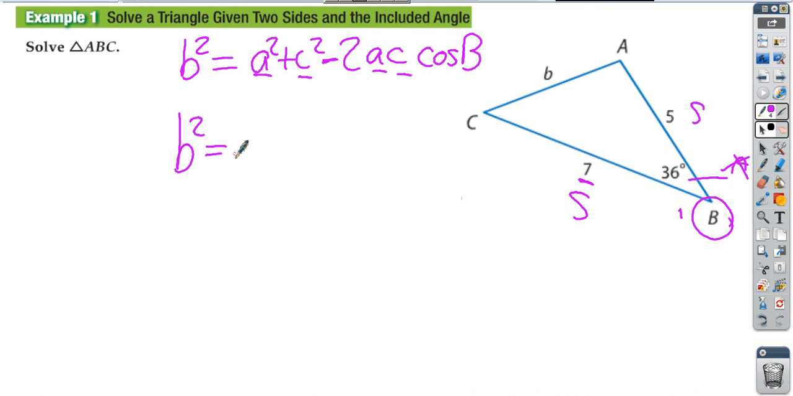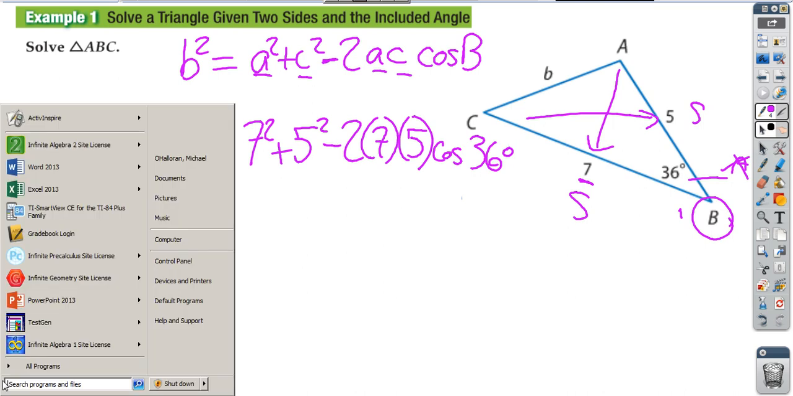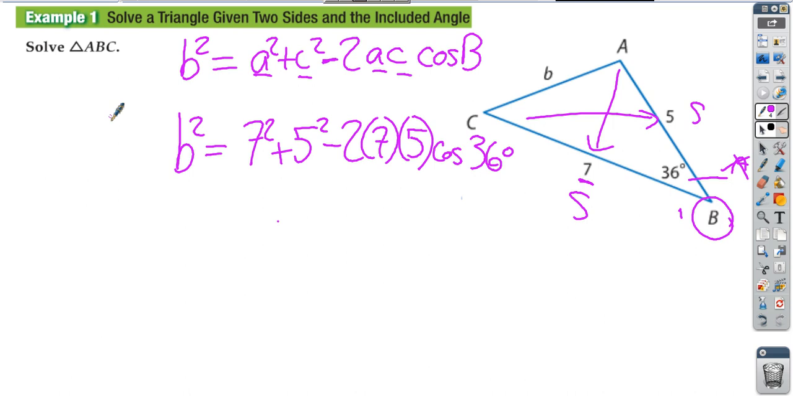Okay, a squared. They tell us that side A is 7, so 7 squared. They tell us c is this side, so that's 5 squared. And then minus 2 times a, which is 7, times c, which is 5, times the cosine of b. And b is equal to 36 degrees. Okay, so I'm just going to pull up the calculator here so we can use this.